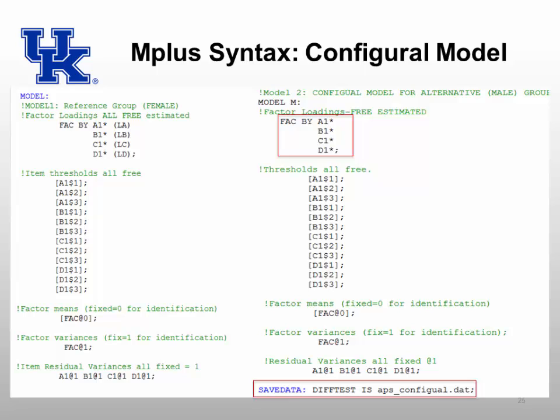And since we freely estimated all the item factor loadings, we need to constrain something to make the model identified. So the factor means are 0 and the factor variances are 1 for model identification purposes. And the item residual variances are set to 1 at this moment.